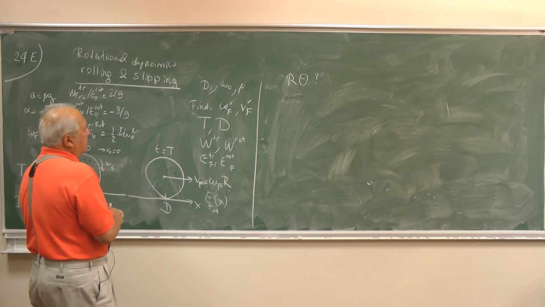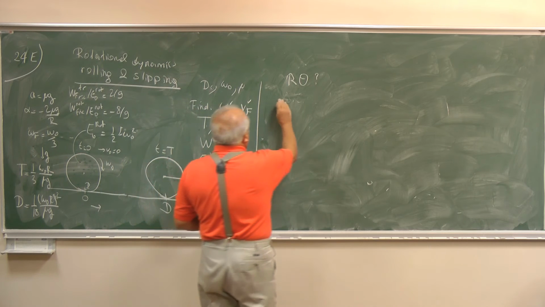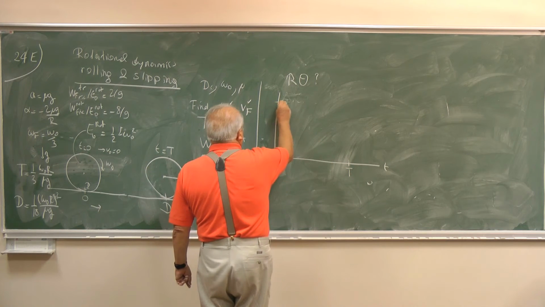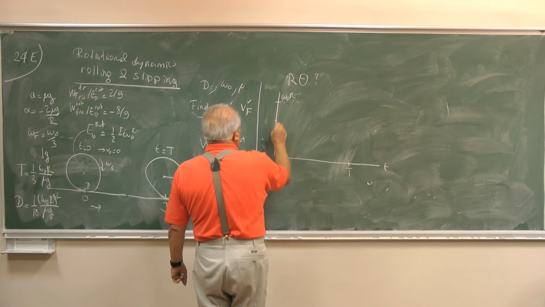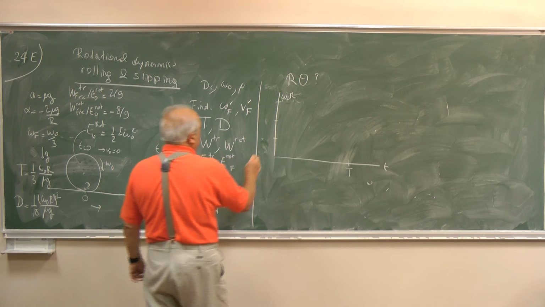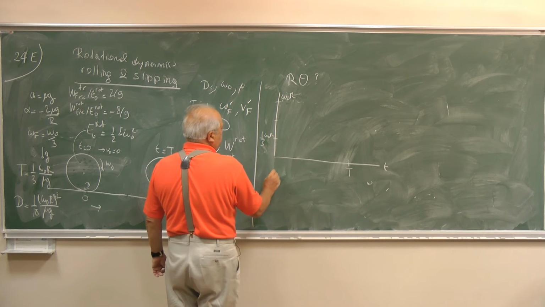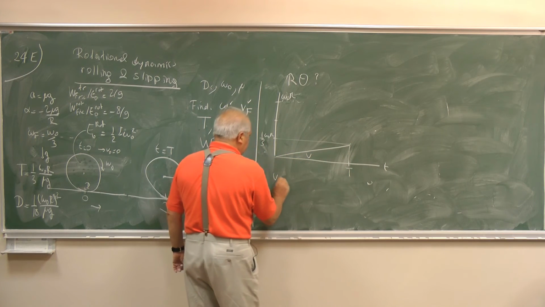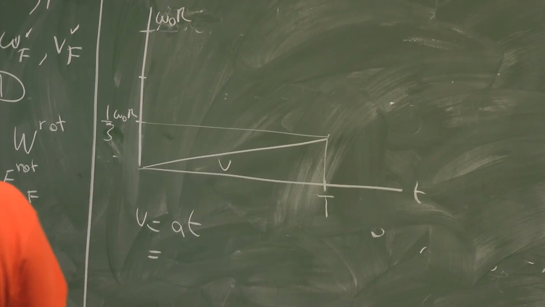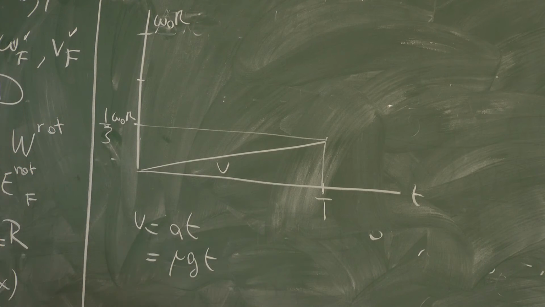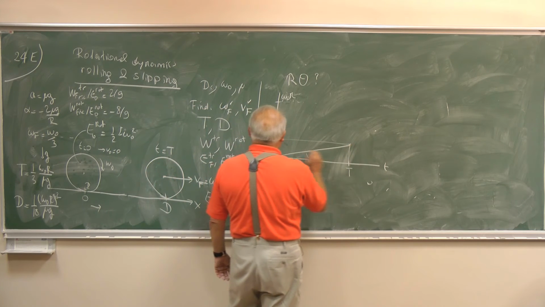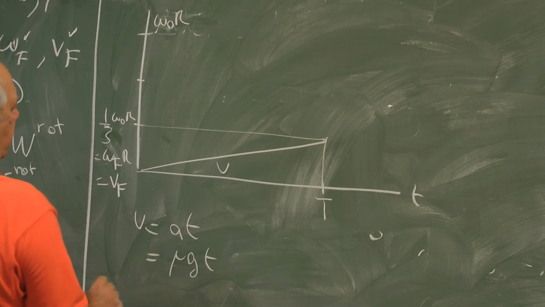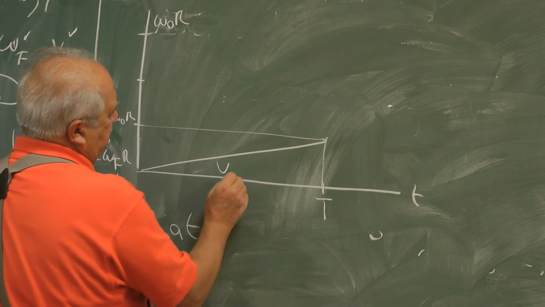Now it turns out you can do it algebraically, but let's do it graphically. Here is the time axis. This is t. Let me call this omega 0 r. I divide it into 3. Omega f is 1/3 omega 0 r. And when time t comes, this is v. Remember, v is at. a is mu g. And at this point, it reaches Vf, because this is omega f r, which is simply Vf.